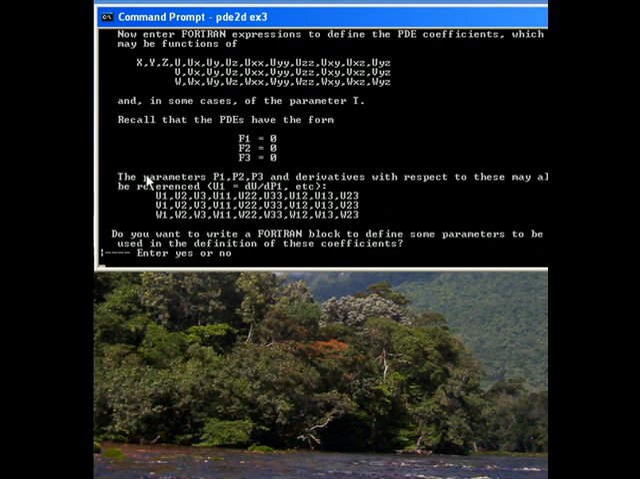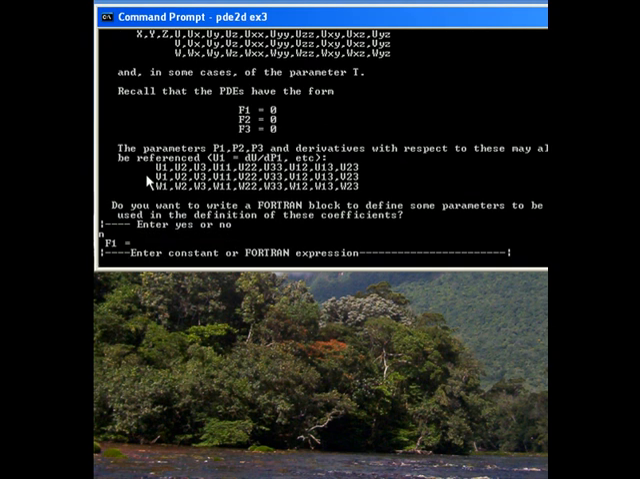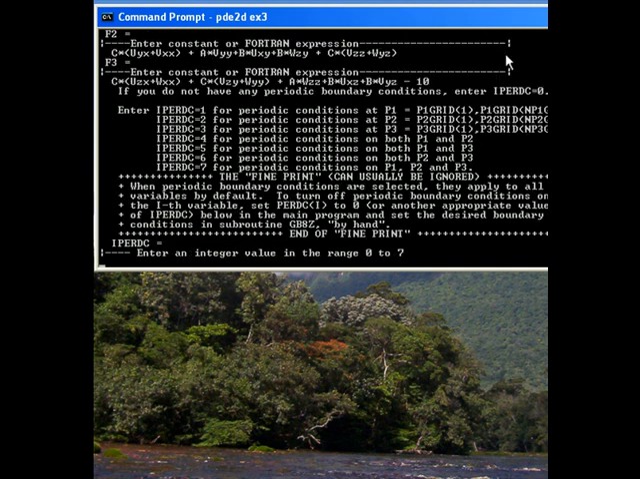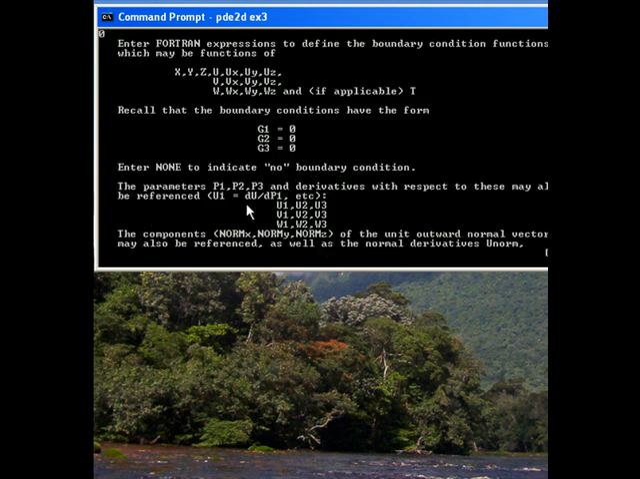Okay, now I need to define the partial differential equations, and I'm going to read those from the file. So input a pound sign, and it will read F1, F2, and F3. You can see F2 and F3 normally would have to be input by hand. They're in terms of second derivatives of U, V, and W, and the constants A, B, and C. And there's your minus 10. F1 is 0, F2 is 0, F3 is minus 10. Don't have any periodic boundary conditions this time.